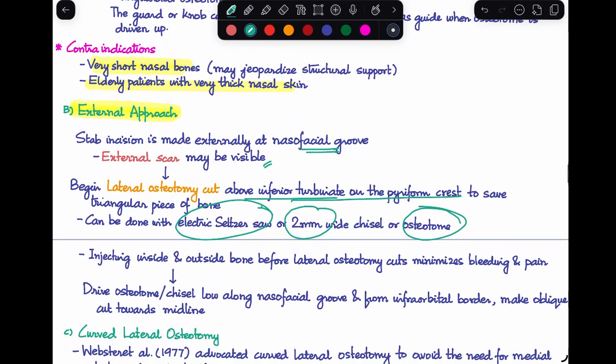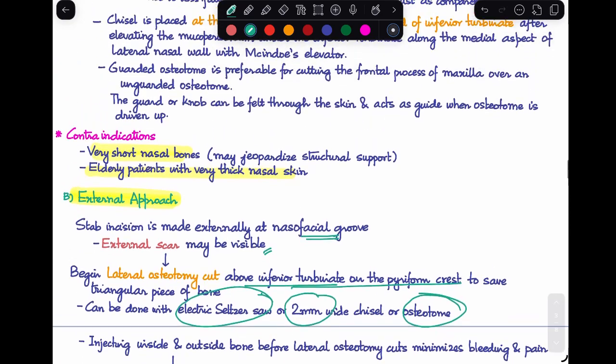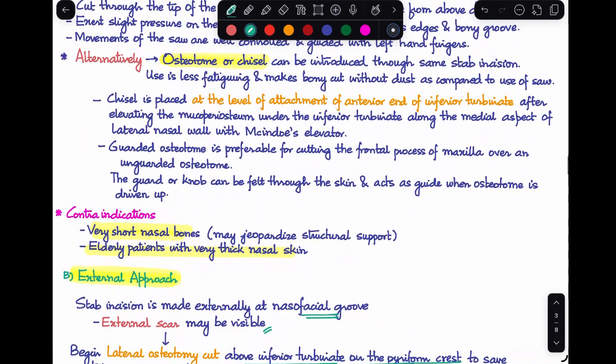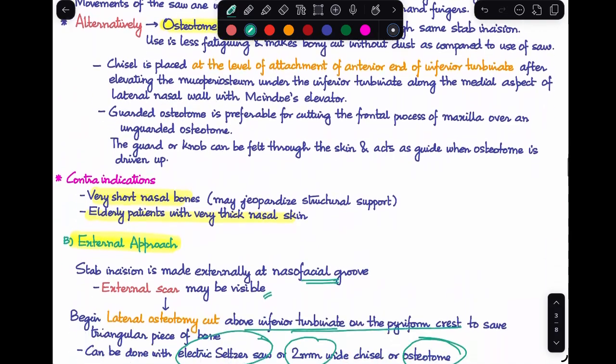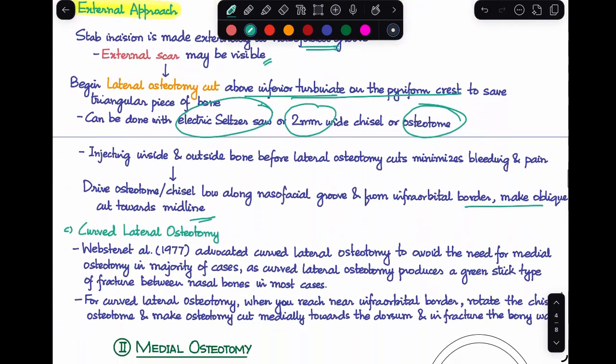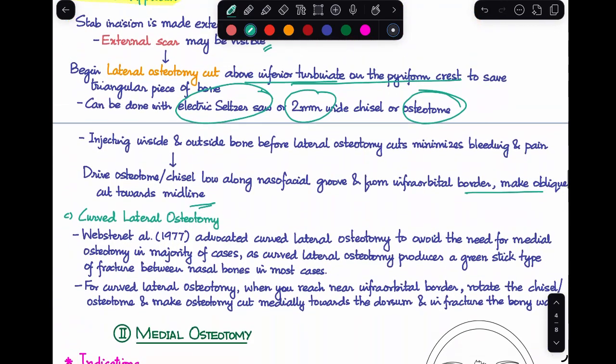Then injecting inside and outside the bone with your anesthetic before the lateral osteotomy cut will help you in minimizing the bleeding and pain. After you've made the cut, we'll drive the osteotome and chisel along the nasofacial groove and from the infraorbital border and make the oblique cut towards the midline. So that's about our external approach, where basically we are approaching through tiny stab incisions that we place along the nasofacial groove. Third approach is the curved one.